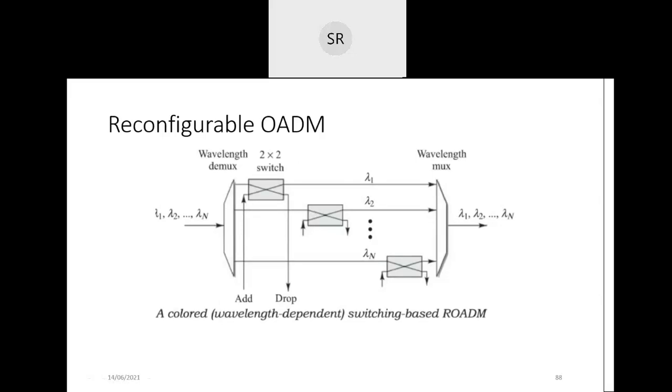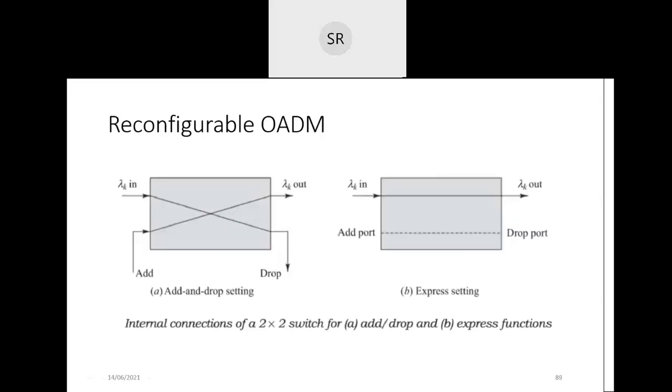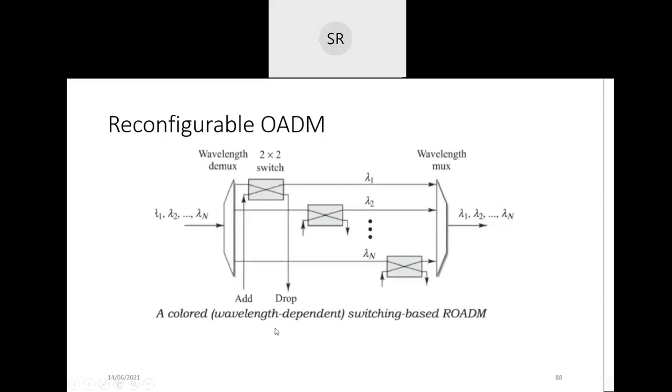Again, another one is a reconfigurable optical add drop multiplexer. Instead of that, we are using a switch, a 2 by 2 switch, which is nothing but a coupler. It adds and drops particular wavelength channels in the optical add drop multiplexer. That is called wavelength dependent: the switch will drop that particular wavelength and add that particular wavelength. So that is a wavelength dependent switching based reconfigurable optical add drop multiplexer.